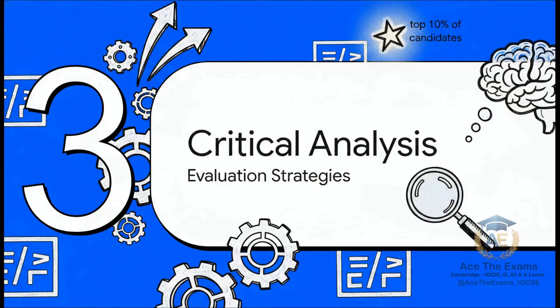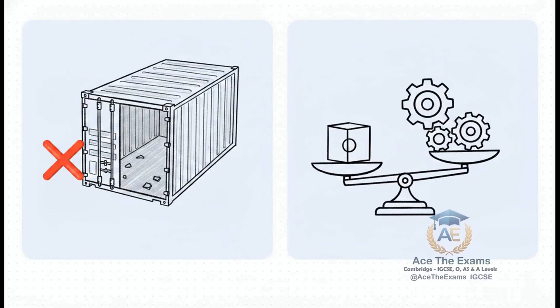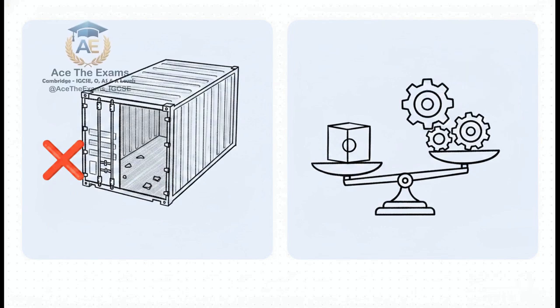We are now moving into the final, most crucial phase, where the top candidates really differentiate themselves from the pack. Section 3, Critical Analysis and Evaluation Strategies. So the crucial point here is understanding the vast, noticeable canyon between an average candidate and a truly top-scoring candidate. Let's jump into our second interactive challenge, Find the Flaw.